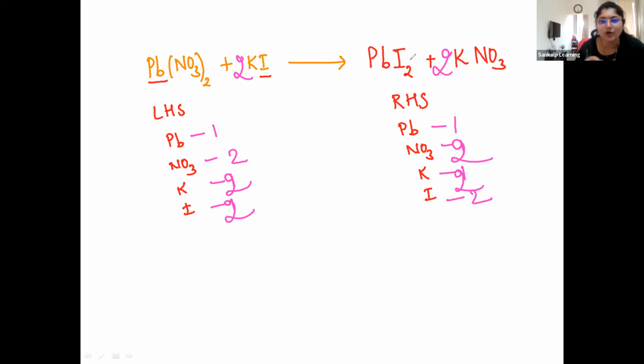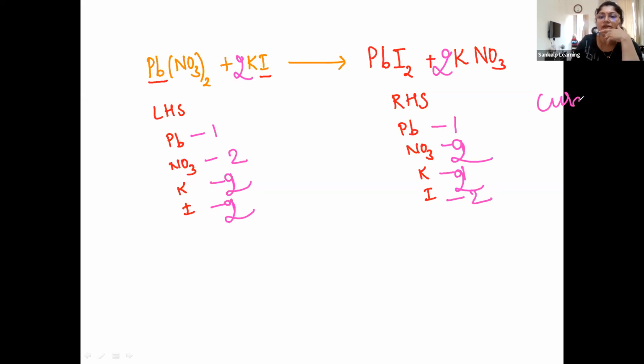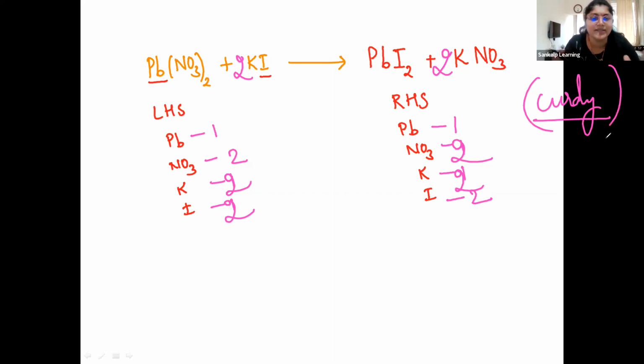So now what do you mean by precipitate? It will be in the form of a curdy precipitate, like curd, so it will be insoluble. When these two reactants, which are colorless solutions, react, they form an insoluble salt. This salt won't be soluble in water, so it is called a precipitate.